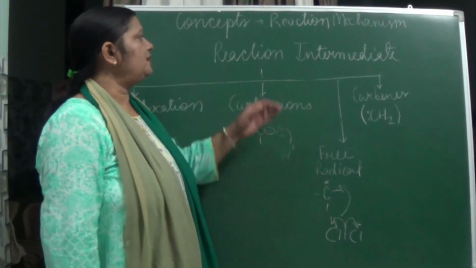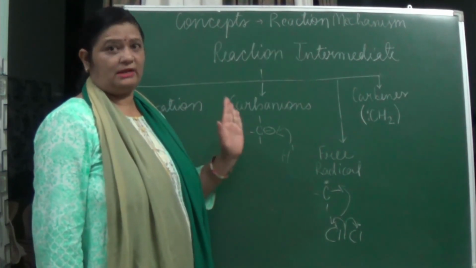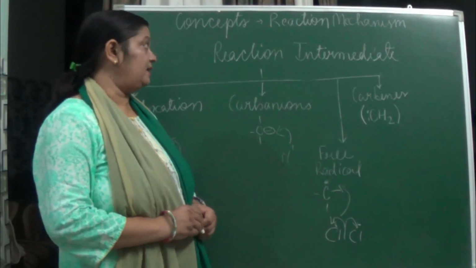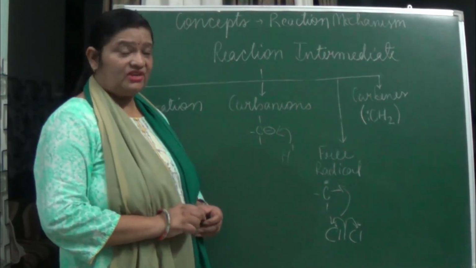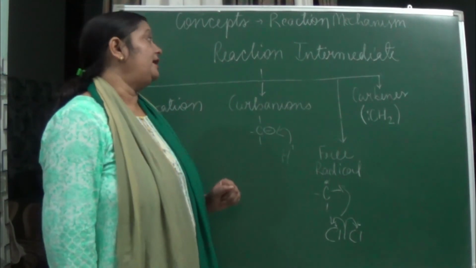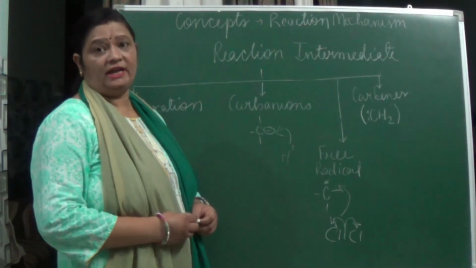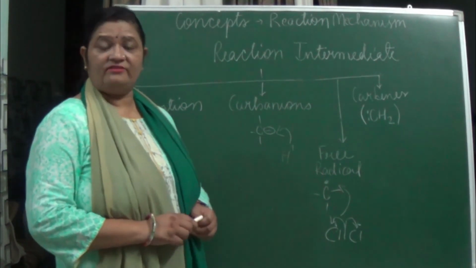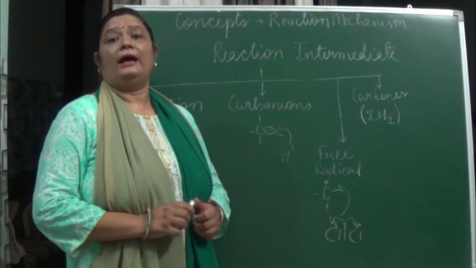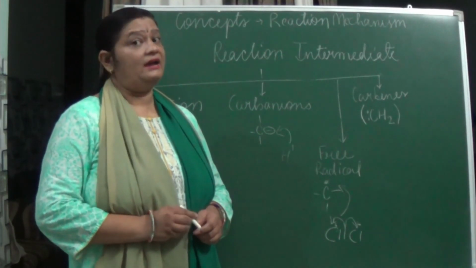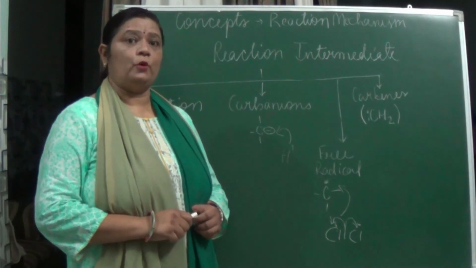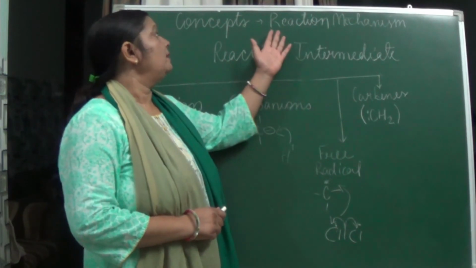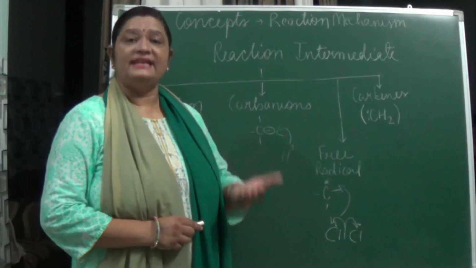So students, we have studied the reaction mechanism. It has 4 steps. The first was the bond cleavage. The second was the attacking reagent. The third was the reaction intermediate, and the fourth step was the electronic effect. This electronic effect consists of inductive effect, mesomeric effect, electromeric effect and hyperconjugation. So these 4 we will be studying in the next video. This 4th step of the reaction mechanism we will be studying in the next video.